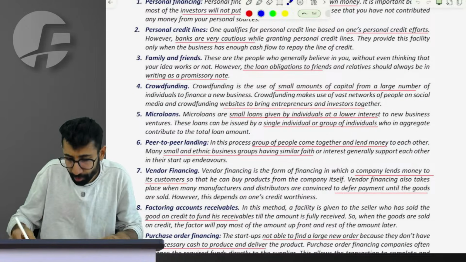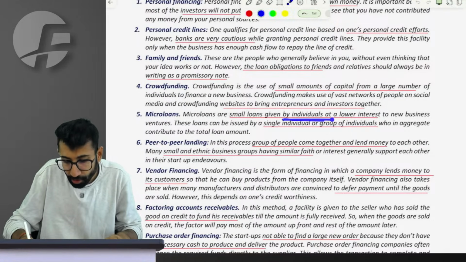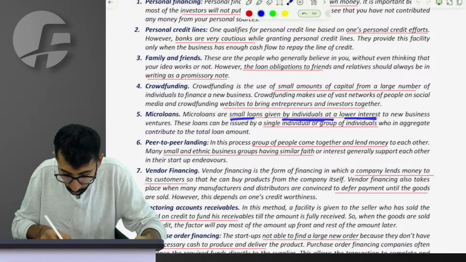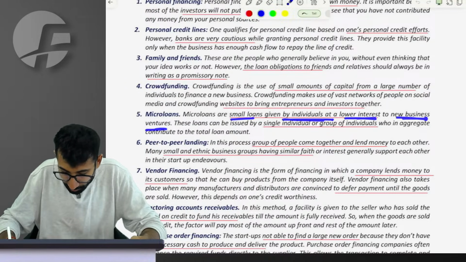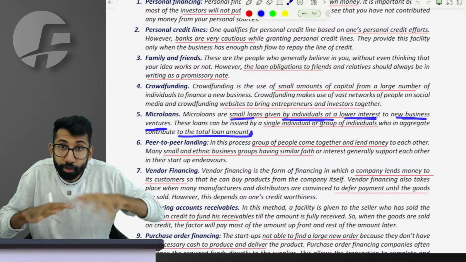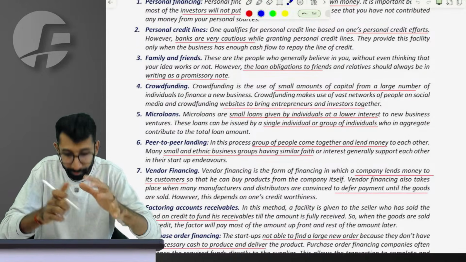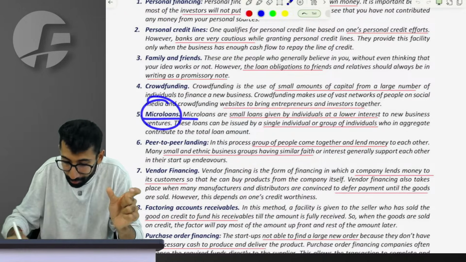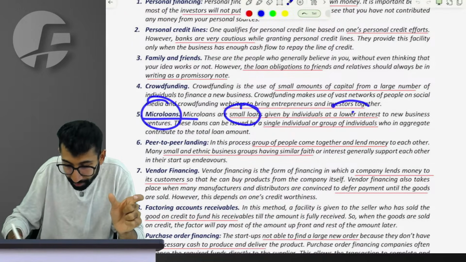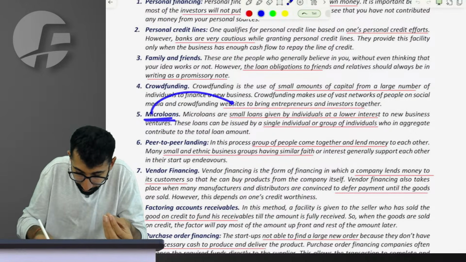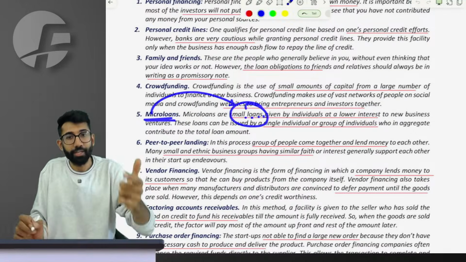There are some individuals or groups of individuals who are ready to give loans at a lower rate of interest to the business venture. Sir, there can be a single individual giving that loan or a group of individuals collectively giving the loan to the business. These are micro loans. The word micro is used because the loan amount is really small and it is at a lower rate of interest. I'll try to link the heading with the word in the paragraph so that you can connect.